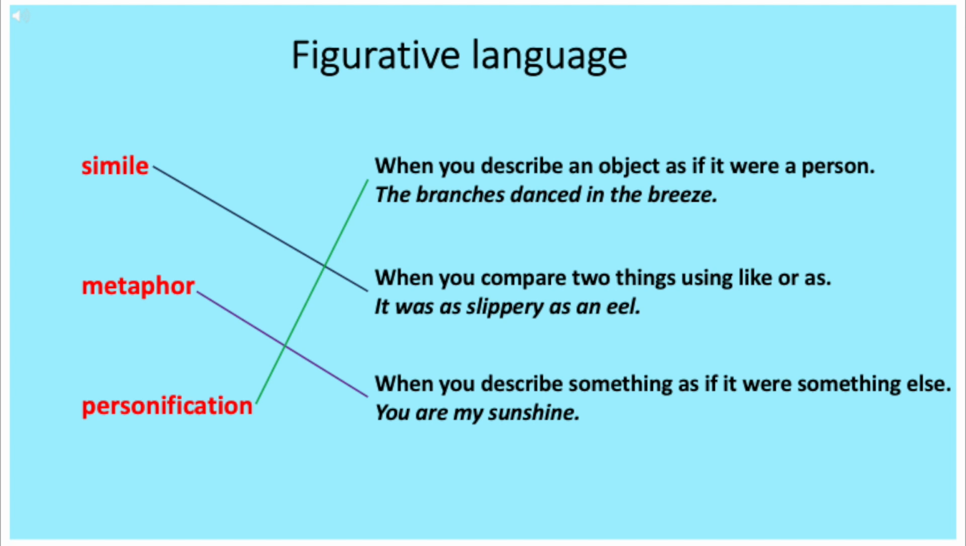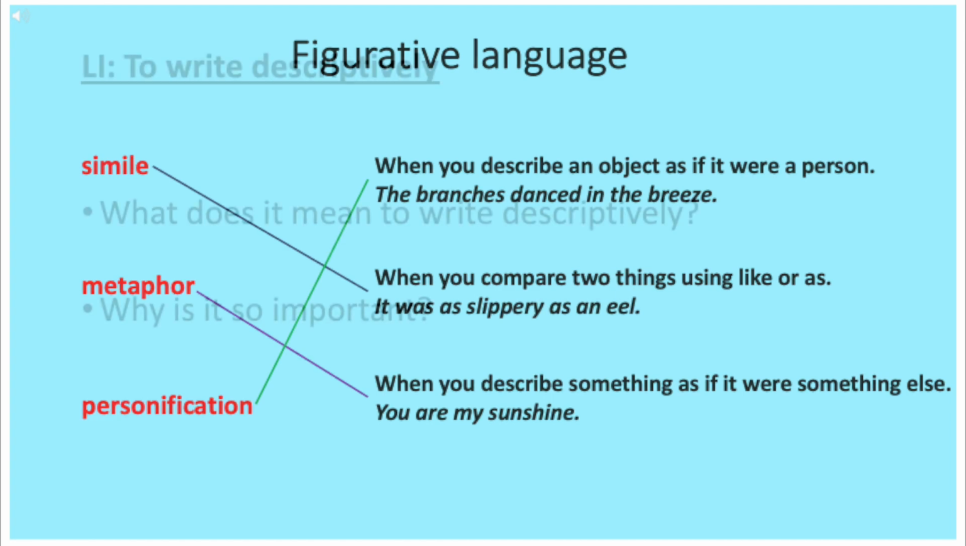such as it was as slippery as an eel. A metaphor is when you describe something as if it was something else, such as you are my sunshine. And personification is when you describe an object as if it were a person. For example, the branches danced in the breeze.